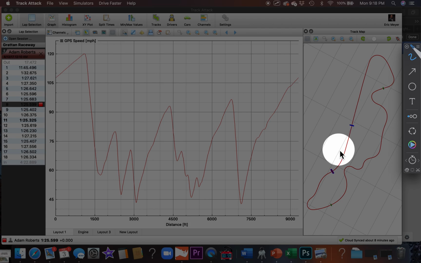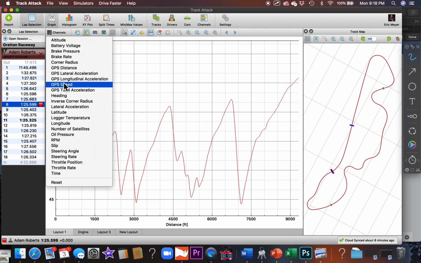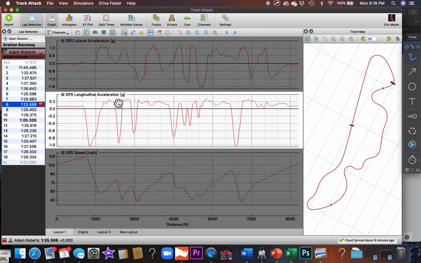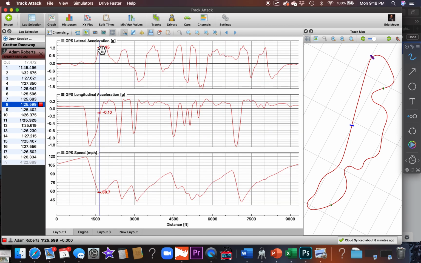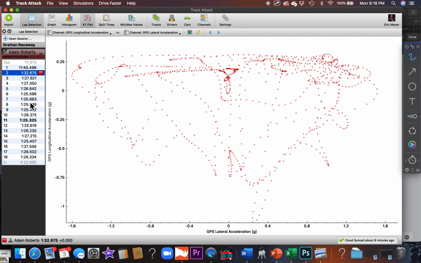There are 5 things total. That's 40% of what we're going to talk about today. So speed trace and track map. And then we're also going to talk about 3 other things. And that is longitudinal, which is fore and aft, lateral, which is side to side. And this thing over here, that's the friction circle.